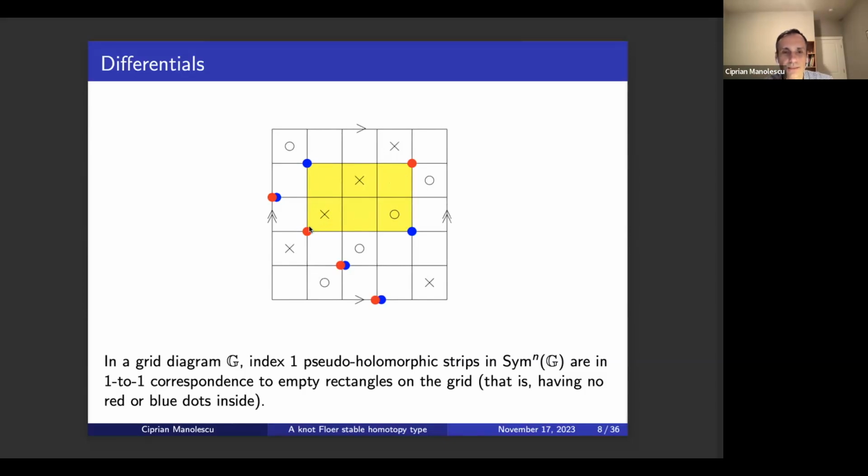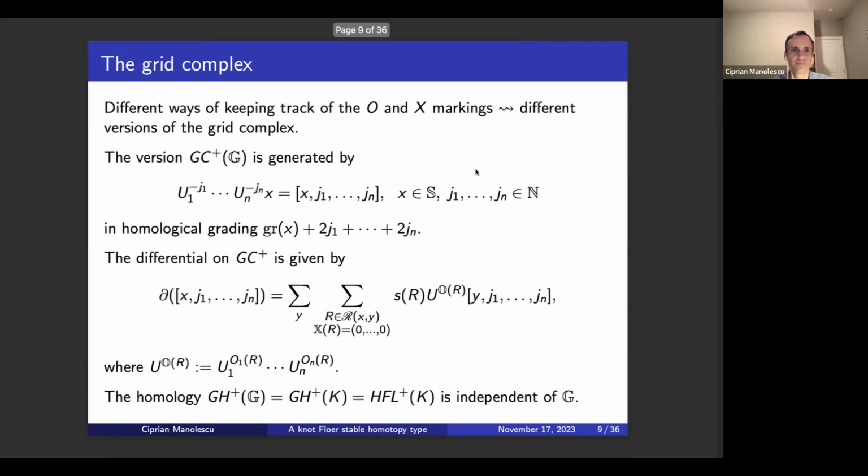So there's a strip or a rectangle between the red and the blue generator if and only if they differ in exactly 2 rows, and therefore exactly in 2 columns. And if you have this kind of rectangle and it doesn't have any other red or blue dots inside. Okay, so this is something you can count on the grid.